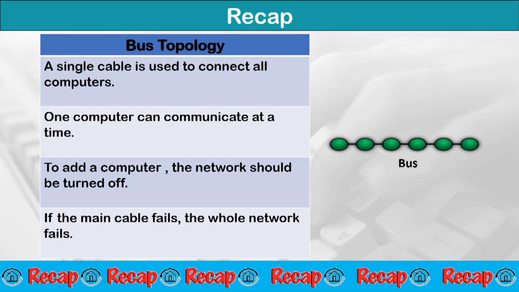The first topology that we have learned about is the bus topology. The bus topology uses a single cable to connect all the computers. One computer can communicate at a time. To add a computer, the network should be turned off. If the main cable fails, the whole network fails.